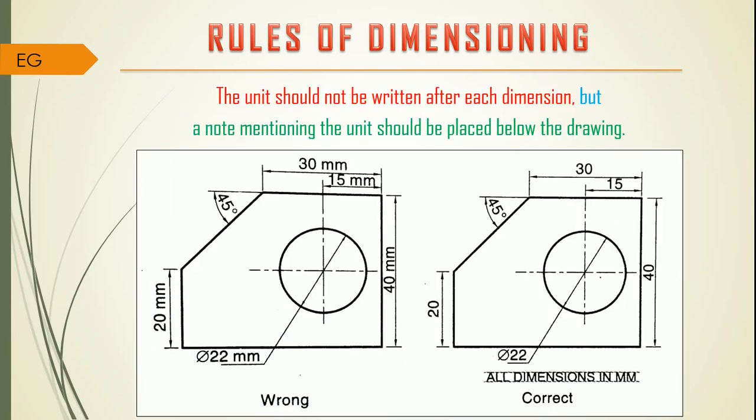The unit should not be written after each dimension. Here you have 30 mm, 15 mm, 40 mm. Every time you are mentioning it's in mm, it's in mm, it's in mm. That is again not acceptable. You simply make a note at the bottom side of your drawing sheet: all dimensions are in mm. If you make a simple note that all dimensions are in mm, then there is no need to repeat mm at every dimension.